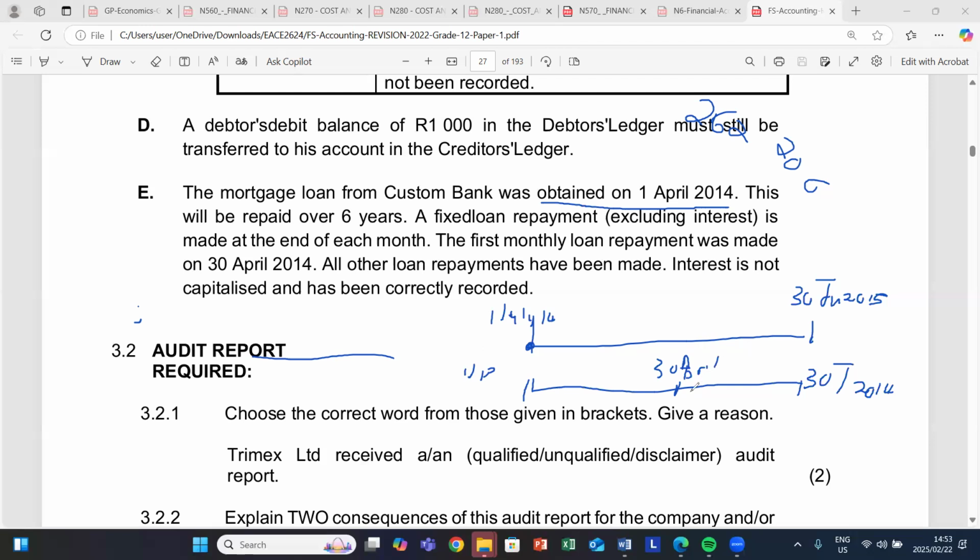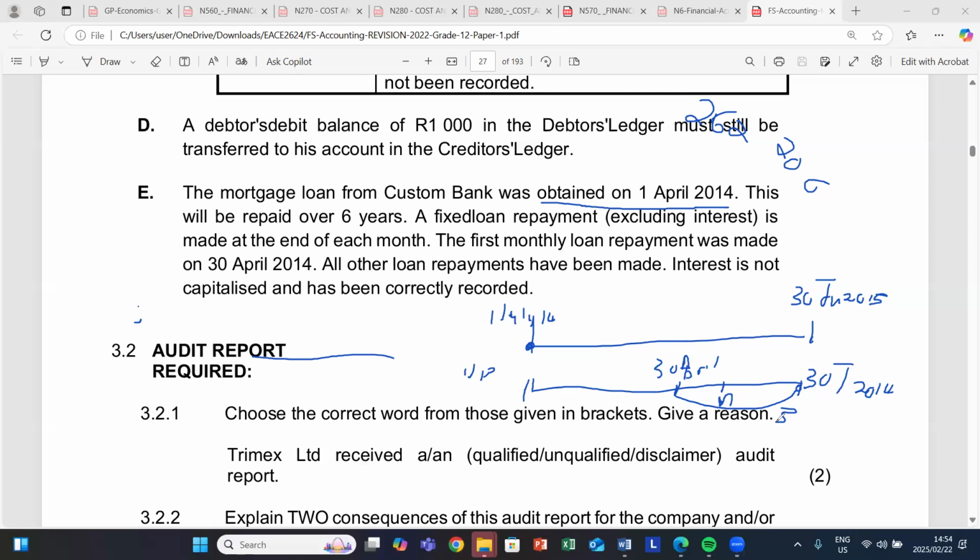And then they say that all the repayments have been made. The first payment was made in April, the second one was made in May, and then the third one was made in June. Meaning in the previous financial year, we made 3 payments of the loan for 3 months. Remember that for your loan, you do monthly repayments that are equivalent.